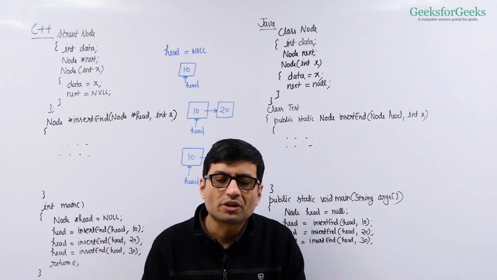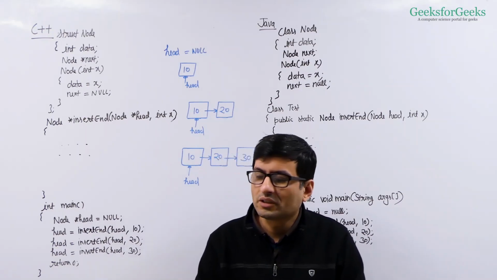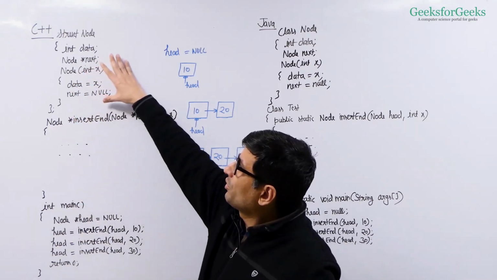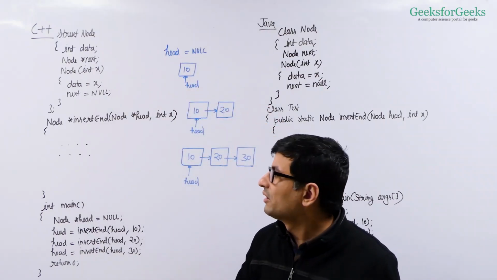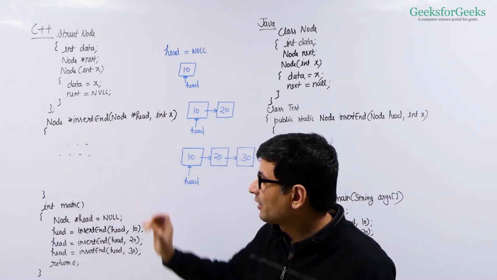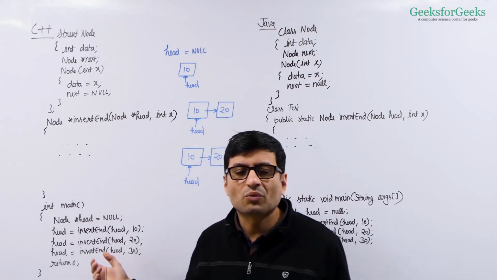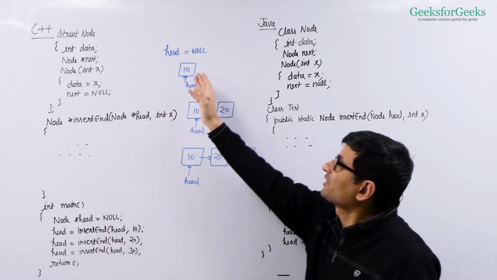Before we talk about implementation of insert end, let's see how we are going to use it. So we have our node, standard node structure in C++ and standard node class in Java. Then we are going to write implementation of this function, right? And inside the main function, we are creating a linked list using this function. So initially head is null.